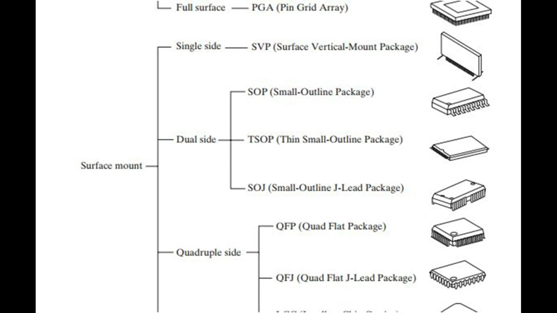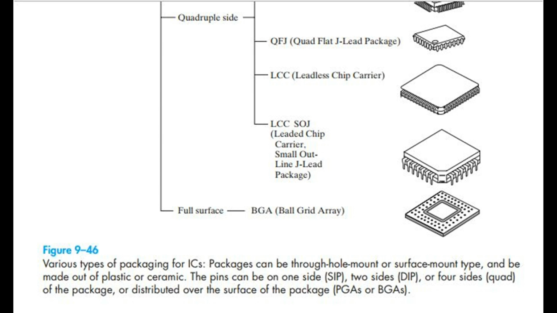Figure 9.46 Various types of packaging for ICs. Packages can be through-hole mount or surface mount type, and be made out of plastic or ceramic. The pins can be on one side, SIP, two sides, DIP, or four sides, quad, of the package, or distributed over the surface of the package, PGAs or BGAs.